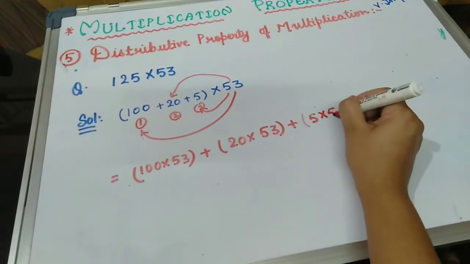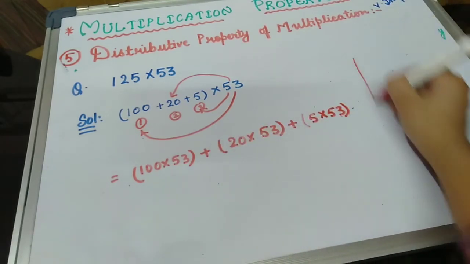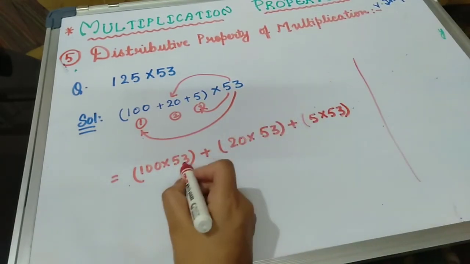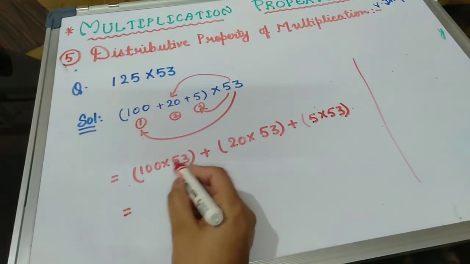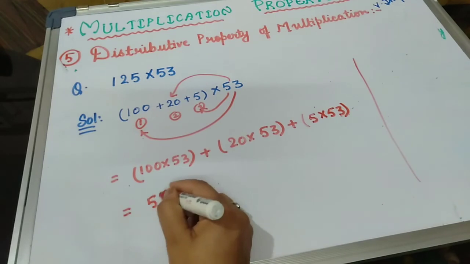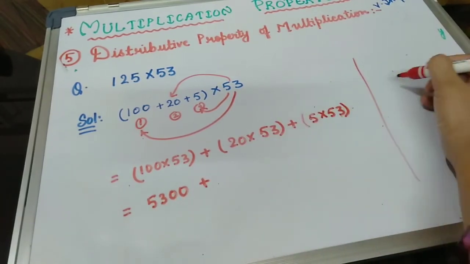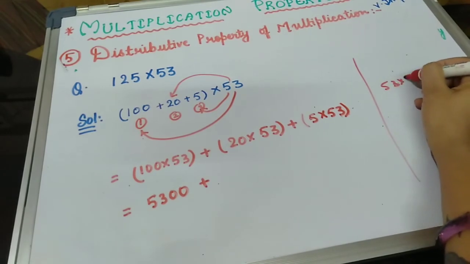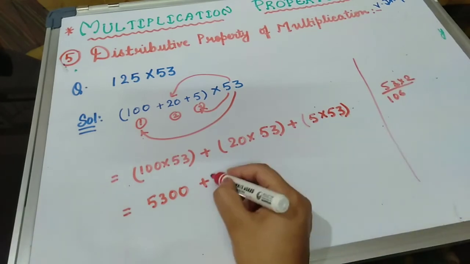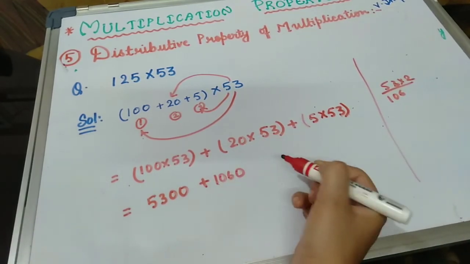5 into 53. Now you will simply multiply these numbers in the rough column. 100 into 53 you all know very well. Just skip the zeros. 53 ones are 53. So it will be 5300. Very easy. Okay. 53 into 2. You can just directly multiply it by 2. 3 2s are 6. 5 2s are 10. That is 106. Don't forget to put the 0 at the end.